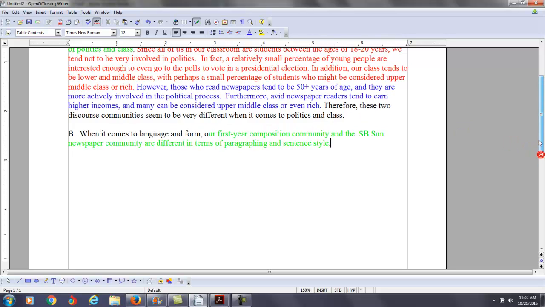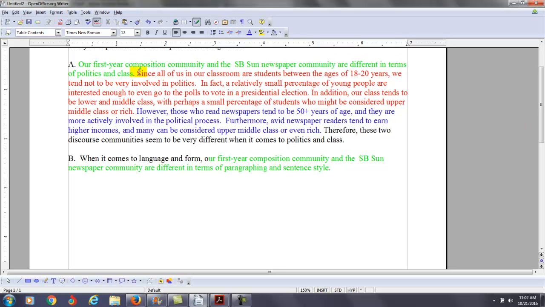So what do you do now? First of all, you talk about the first year composition community just in two specific ways. You talk about the paragraphing and also the sentence style in this particular discourse community. Once you've done that, then you move to talking about the paragraphing and sentence style of the San Bernardino Sun newspaper. So here, you want to have a similar paragraph.